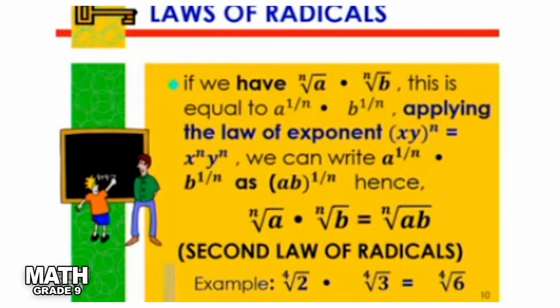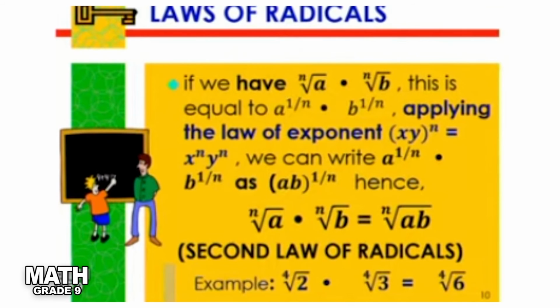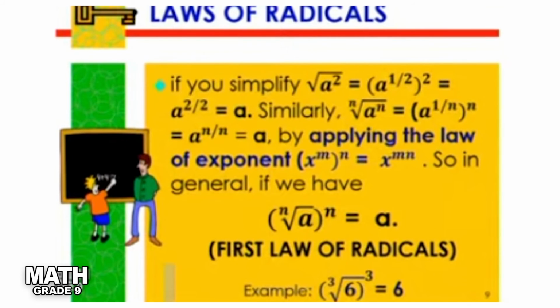So in general, if we have the quantity of the nth root of A, raised to n, that is equal to A. We consider this as the first law of radicals. Again, the first law of radicals is the quantity of the nth root of A, raised to n, is equal to A. An example is the cube root of 6, quantity raised to 3. When we simplify it, the answer will be 6.